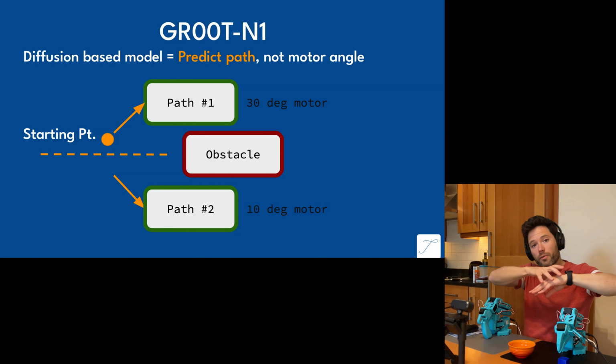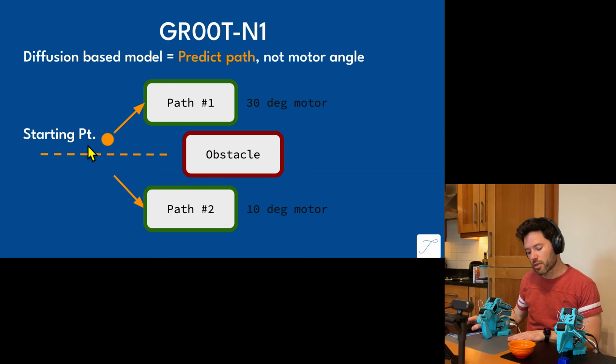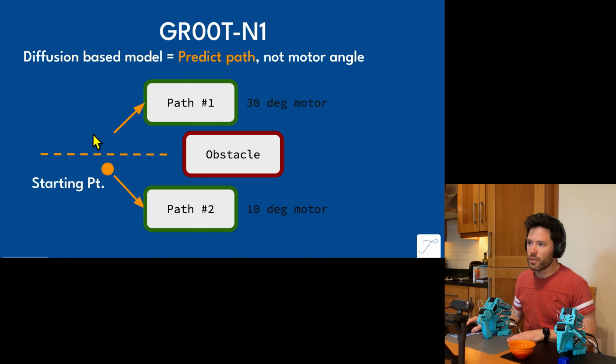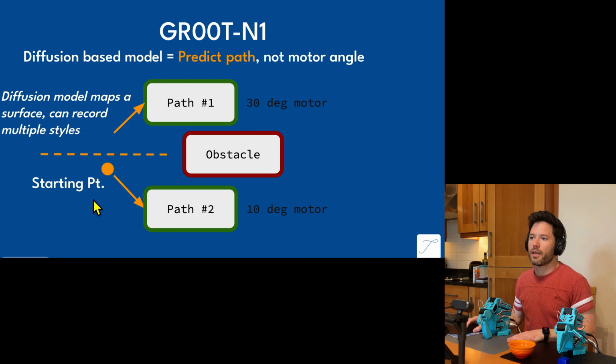But we are mapping the full surface with diffusion. And because we're mapping the full surface, we're able to represent all of these different directions, and we're able to represent essentially the different modes that are present, not just kind of the average. And this is the key advantage of the diffusion model over just predicting a single continuous variable. So here, the first starting point, we go that way. Second one, we go this way. And the diffusion model essentially allows us to map a surface so we can record multiple styles.